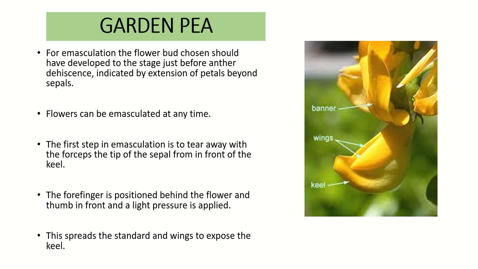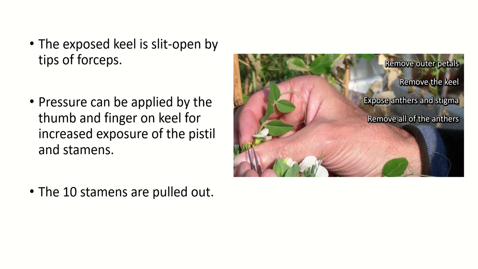This spreads the standard and wing to expose the keel petal. So when you apply light pressure here, the wing and keel petal are exposed, that means opened. The next thing is that the exposed keel petal is slit open by the tip of the forceps, and pressure can be applied by the thumb and fingers on the keel for increased exposure of the pistil and stamen.